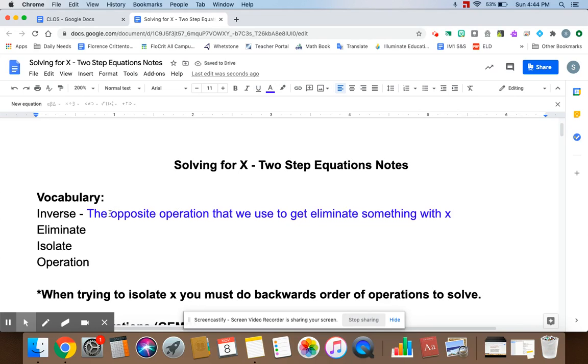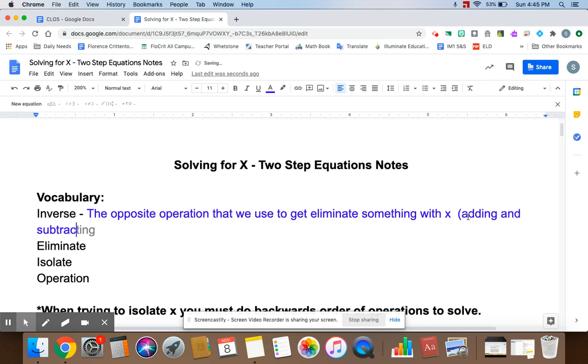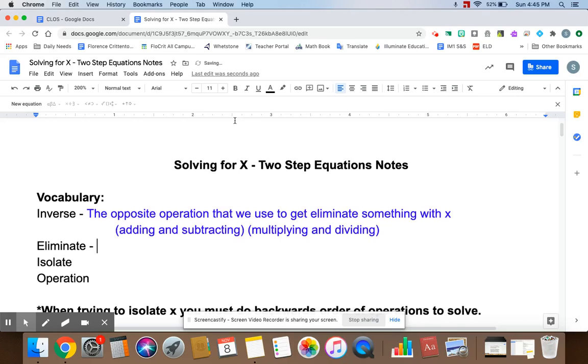Remember, the inverse is the opposite operation that we use to eliminate something with x. For example, adding and what are inverses? Adding and subtracting, get rid of each other. So does multiplying and dividing. So these are different inverses that we know. What does the word eliminate mean? Eliminate means to get rid of. So here, when we're saying we're eliminating something with x, we're getting rid of it.